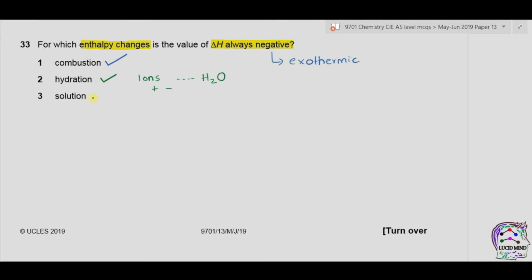Third is the enthalpy of solution. Now enthalpy of solution could be positive or could be negative. It depends on the type of salt that is dissolved in water. For example, if we have calcium chloride, the enthalpy of solution is negative 81.3 kilojoules per mole. So it is exothermic in nature. While if ammonium nitrate is dissolved in water, the enthalpy change is positive, so it is plus 25.7 kilojoules per mole. So it could be positive or negative, so therefore it is not always negative. As option 1 and 2 are correct, the answer is therefore B.